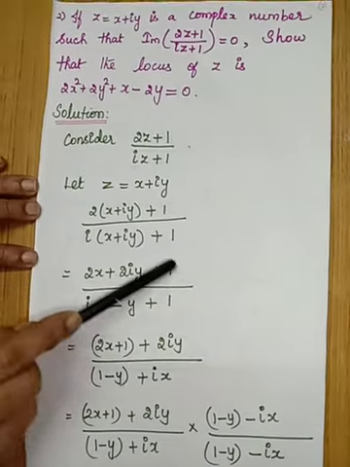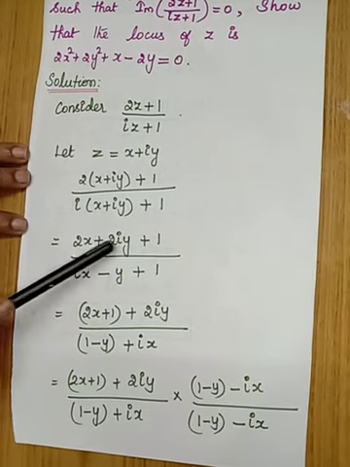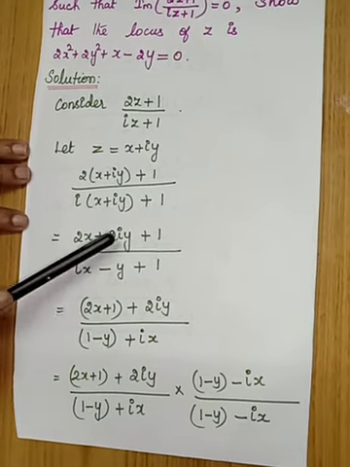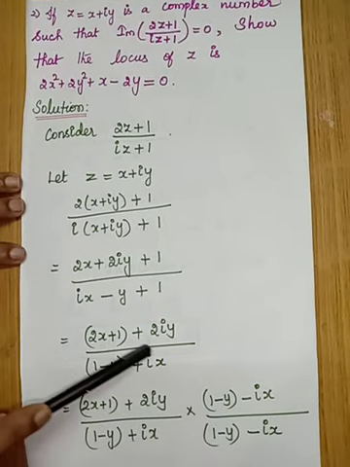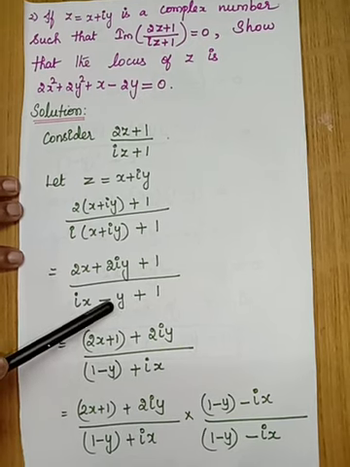So here what I have to do? I have to group the real part and the imaginary part. Look at this. 2x plus 1 is the real part, and 2iy is the imaginary part. In the same way, here you have minus y plus 1.